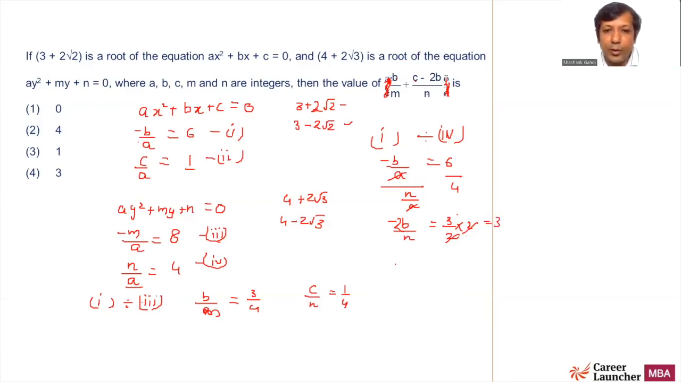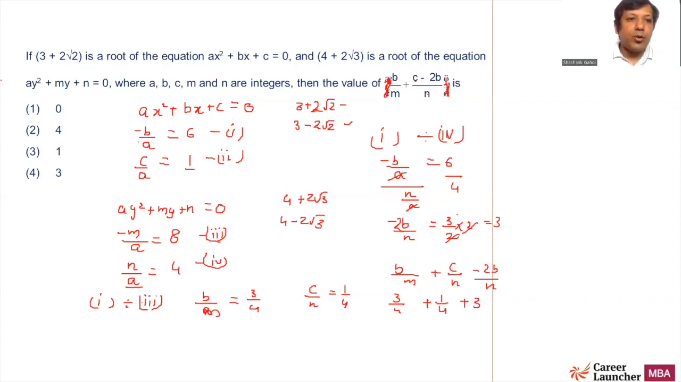Now I have to add all three values: b upon m, that's 3 upon 4, plus c upon n, that's 1 upon 4, minus 2b upon n, that comes out to be 3. So the total sum of all three values comes out to be 4. So my answer of this question is going to be option 2.